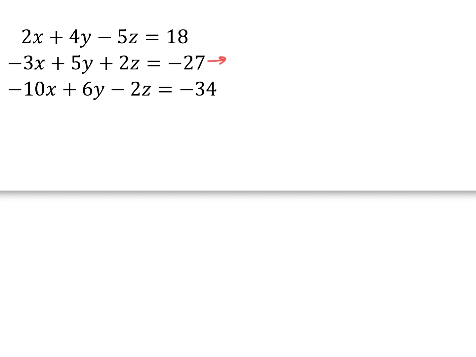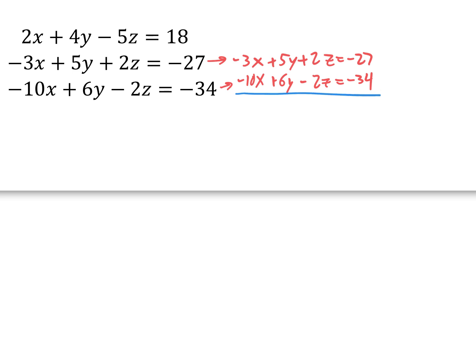And we're not going to do anything, we're just going to rewrite them. And when we combine them, the Z's cancel. And we end up with a negative 13x plus 11y, the equal sign. And what is that? Negative 61. Okay, and this guy is what we call new equation number 1.